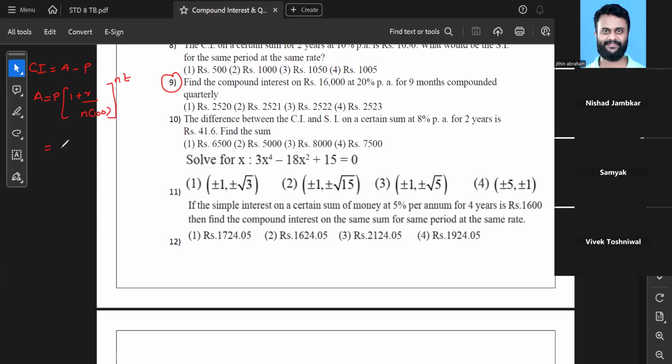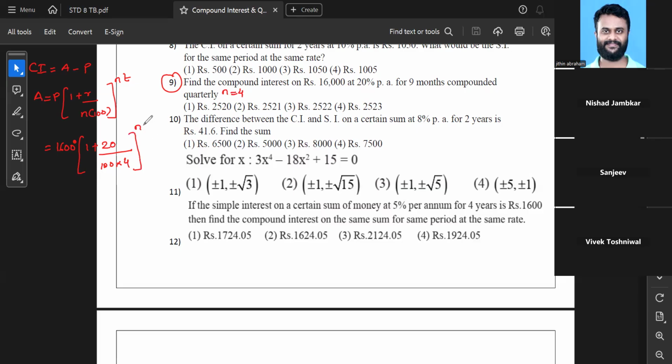So, in this case, principal's value is how much? 16,000. Then 1 plus R. Rate of interest is how much? 20 percent, sir. Sir, you have written 1,600 instead of 16,000. Oh, thank you. 16,000. So n means quarterly. Quarterly means once in 3 months, which means in a year the compounding will be done 4 times. Hence, n will be equal to 4.